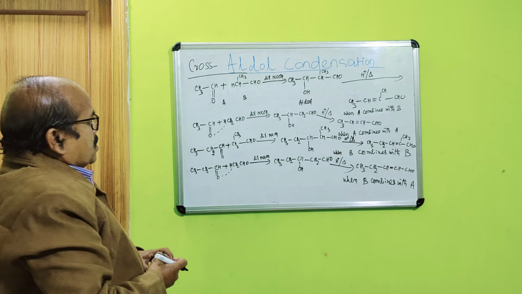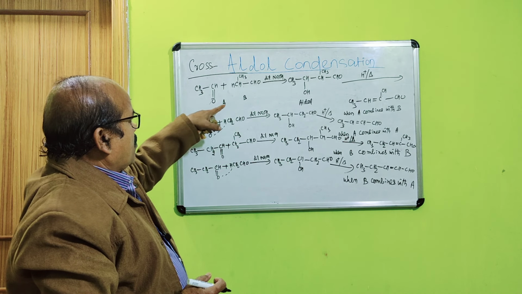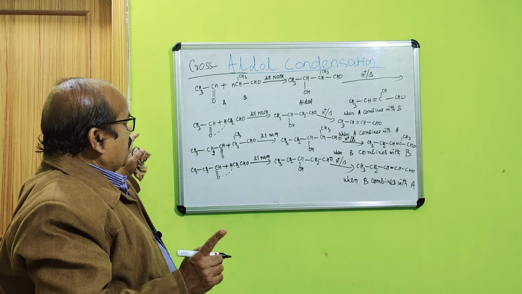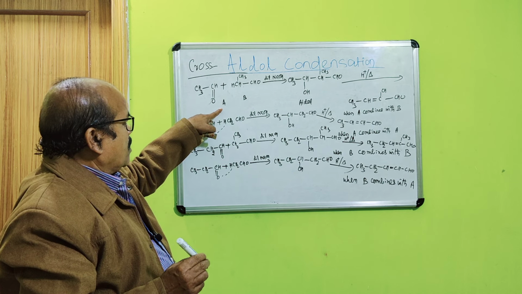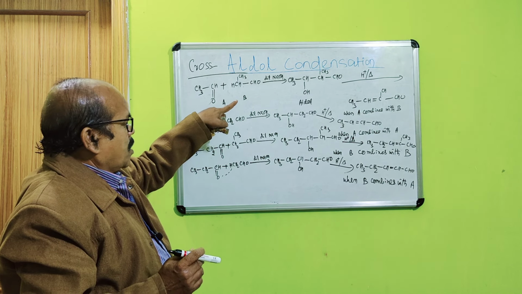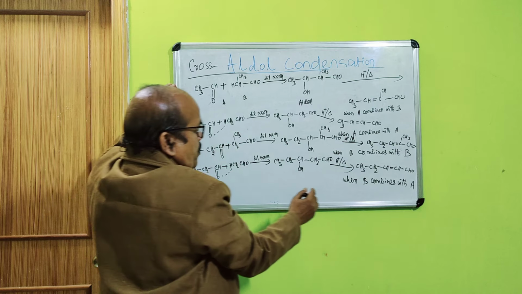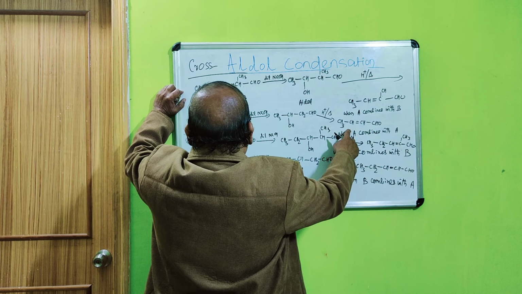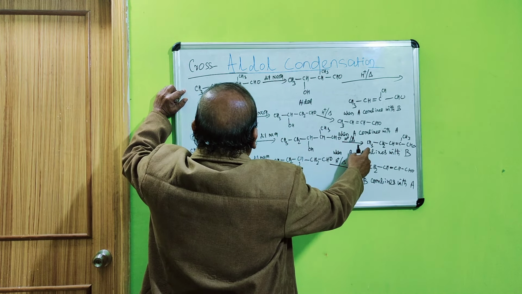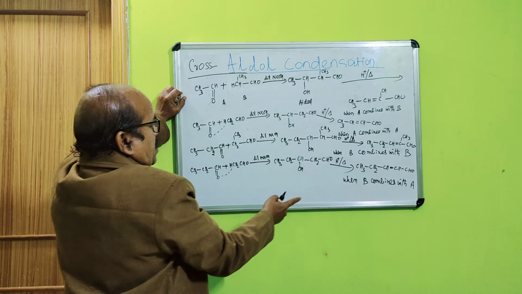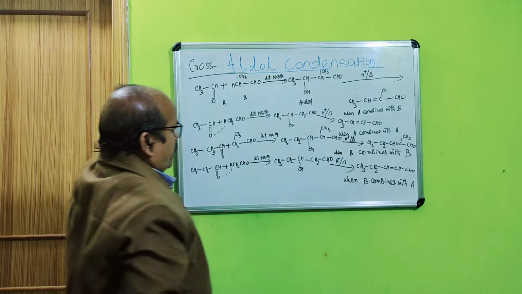So I have told you about cross aldol condensation, where I have combined two different types of aldehyde molecules. Similarly, I can combine an aldehyde with a ketone, but here I have cited two different types of aldehydes having alpha hydrogen atom. A and B are the two different compounds. When A combines with A, the product is this one. When B combines with B, the product is this one. When A combines with B, the product is the first one. When B combines with A, the product is this one.